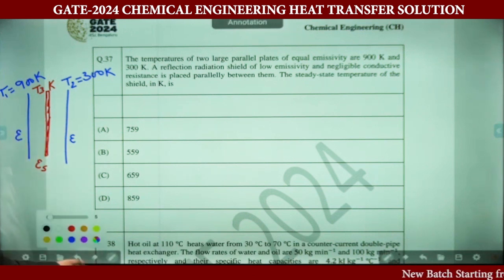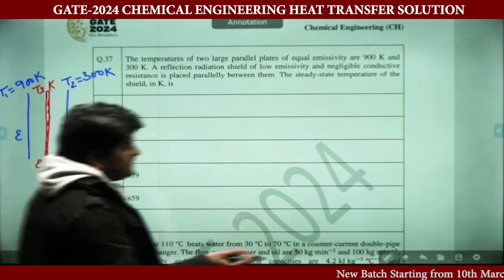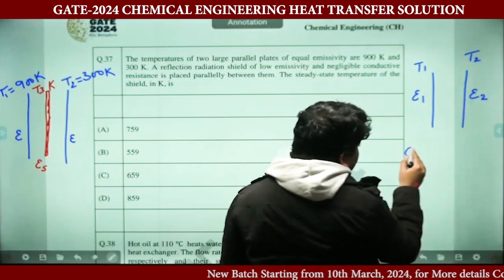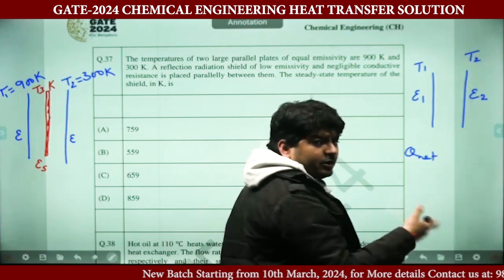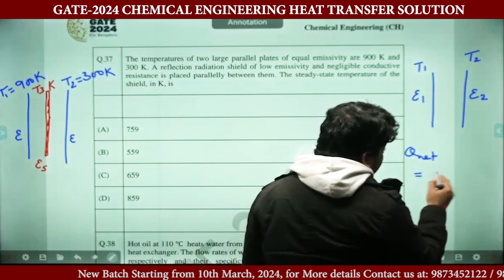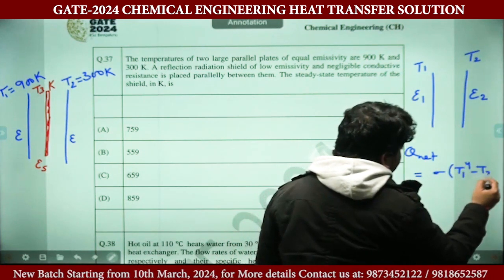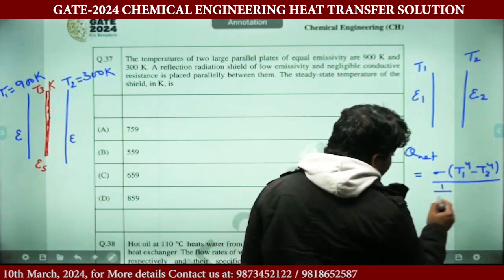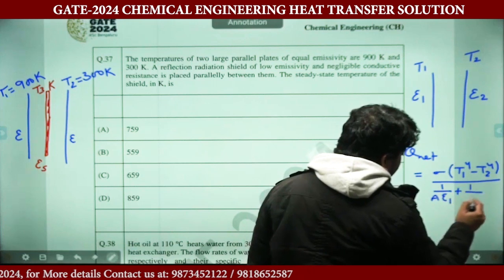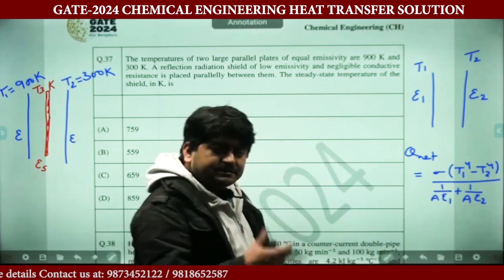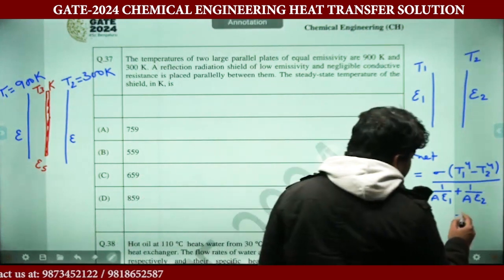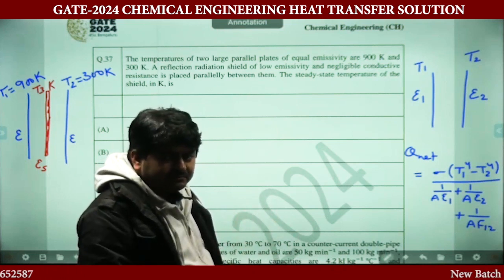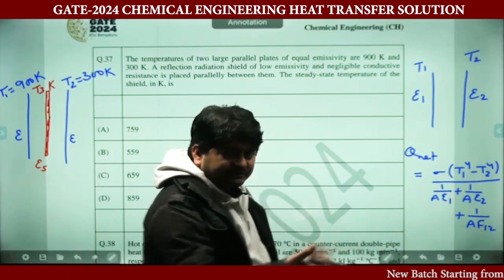So I hope you know that when we talk about two plates in general, the net heat transfer between the plates, Q net, or you can say Q12, we can write as sigma (T1 power 4 minus T2 power 4) divided by the surface resistances, that is 1 upon A epsilon 1 plus 1 upon A epsilon 2, plus space resistance, that is 1 upon A F12, provided that the area of two parallel plates is same, that is A. So based on this equation, we can solve this.